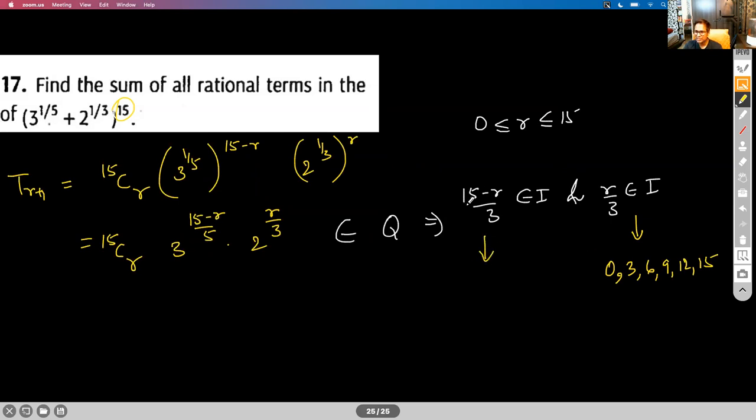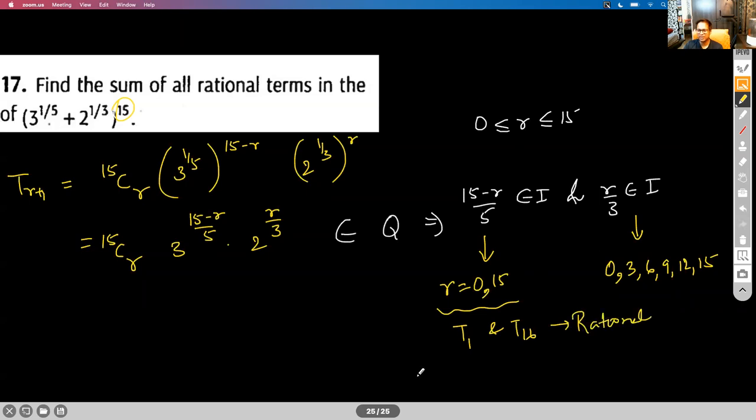Now out of this, how many will make (15−R)/5 an integer? 0, will it make it an integer? Is (15−0)/5 an integer? Yes. Is 3 making an integer? No. 3 will give 12 by 5. So 0 is going to make an integer, but 3 is not. 6 also? No. 9 gives 6 by 5, not an integer. 12 gives 3 by 5, not an integer. 15 gives 0, that is an integer. So these are the only two terms, and this is actually your first term and the last term. These are the only rational ones.